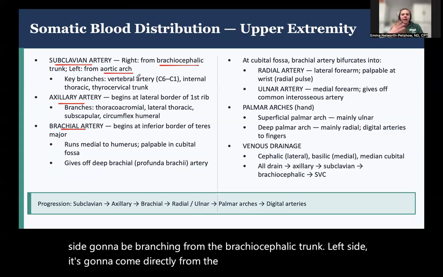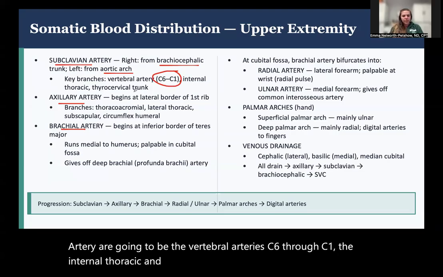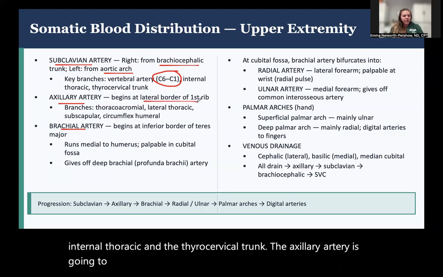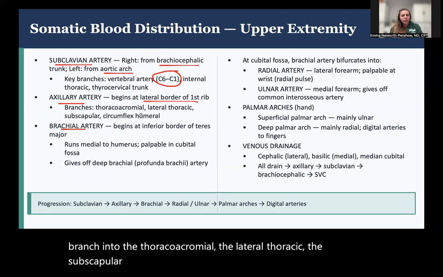And key branch points off of the subclavian artery are going to be the vertebral arteries, C6 through C1, the internal thoracic, and the thyrocervical trunk. The axillary artery is going to start at the lateral border of the first rib, and it's going to branch into the thoracoacromial, the lateral thoracic, the subscapular, and the circumflex humeral.